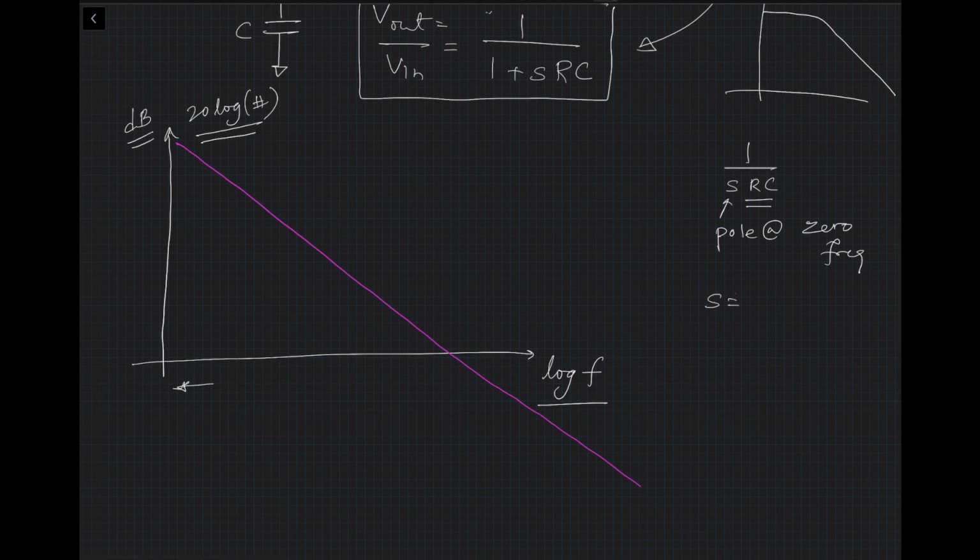So at frequency S equal to 1 over RC, the gain is 1, and in dB that would be equal to 0. So this is your 0 on the dB axis. So 1 divided by RC is the unity gain frequency.